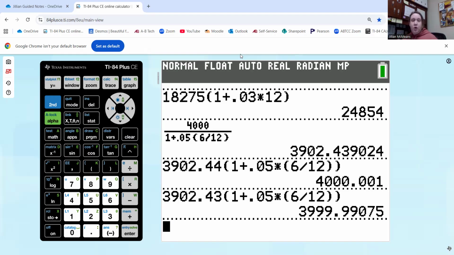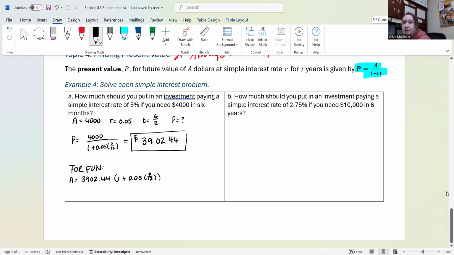So example for part B: how much should you put in an investment paying a simple interest rate of 2.75% if you need $10,000 in 6 years? Okay, so A is 10,000. R is 2.75%, but for us it's going to be 0.0275. And T is 6 years this time, so we're going to type in a regular old 6. P, we don't know. That's what we're looking for. So P equals A, which is 10,000, divided by 1 plus R, 0.0275, times T, which is 6.